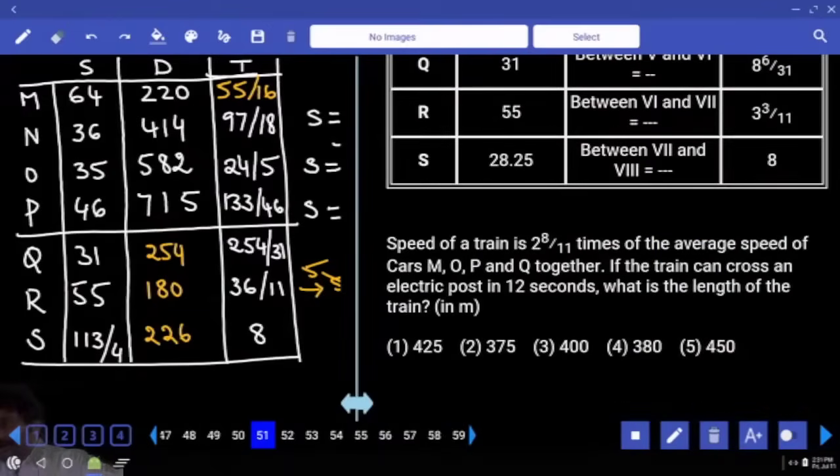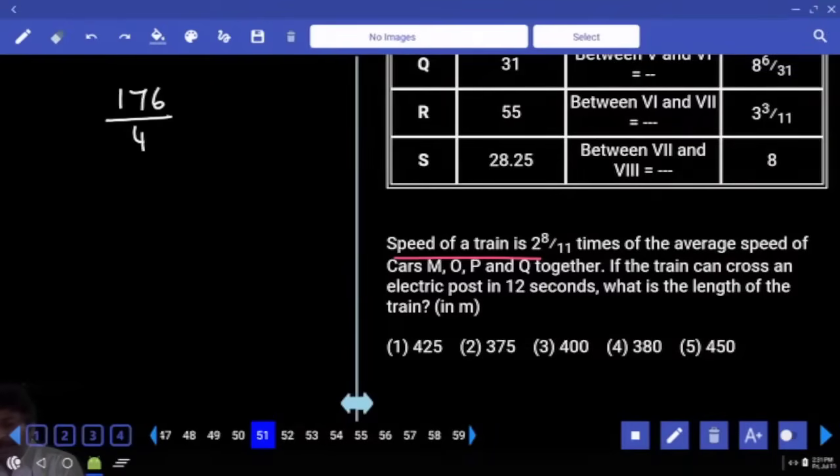We have all the values. Let's try to calculate answers. Only thing you need to remember is till P, all the distances are cumulative. Q, R, S are individual distances. This is a point you need to remember. Speed of train is 2, 8 by 11 times of the average speed of cars. M, O, P, Q. 64, 46, 110. 35, 31, 66. 110, 66, 176.